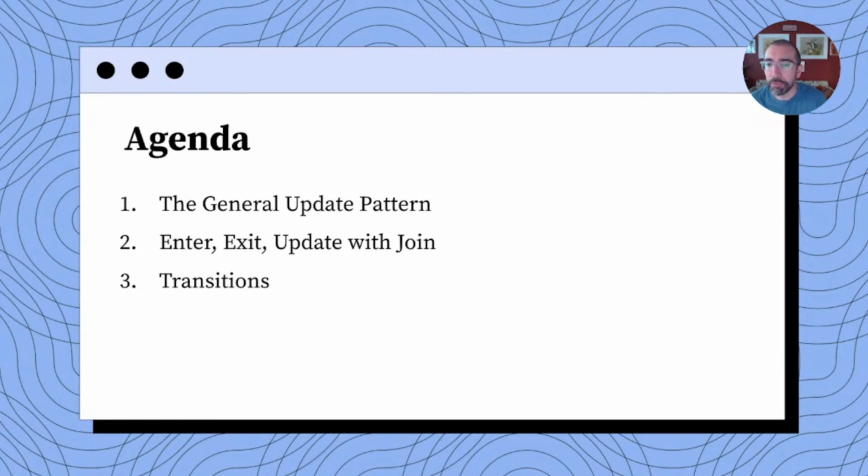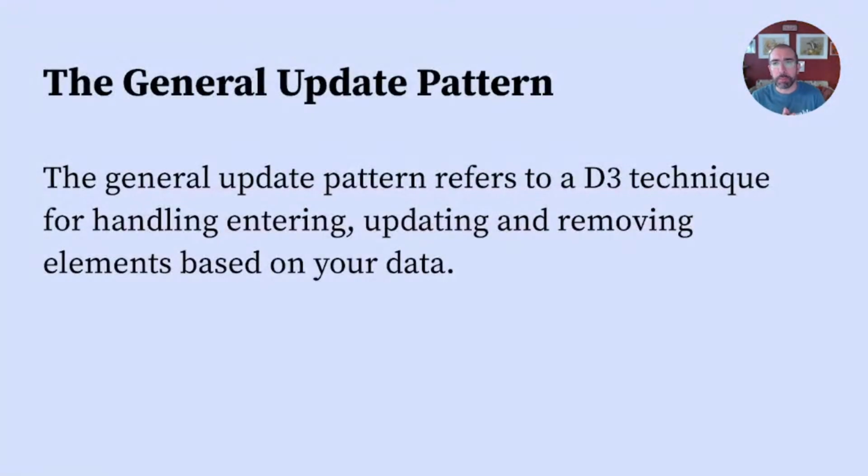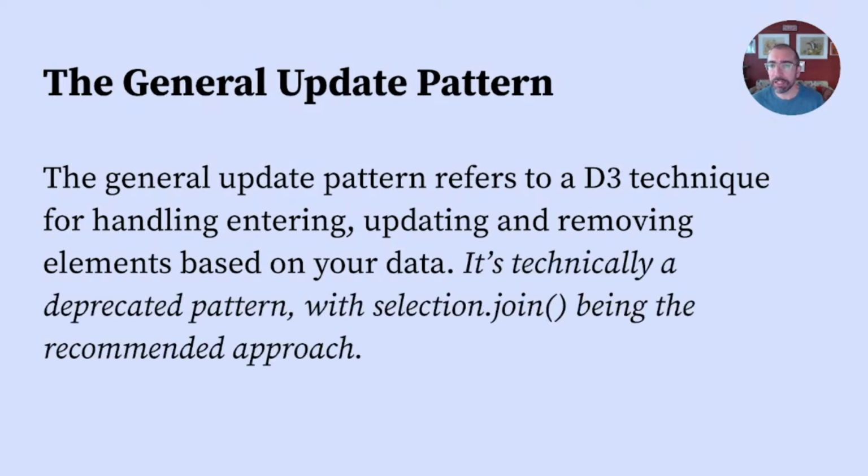So if there's no comments or questions so far, we'll just jump right into it. So general update pattern. What is the general update pattern? The general update pattern refers to a D3 technique for handling entering, updating, and removing elements based on your data. And as I noted before, it's technically a deprecated pattern. So it's not something we actually recommend to use when you're building D3 visualizations. We recommend our new selection join method, which we're going to go through right after.